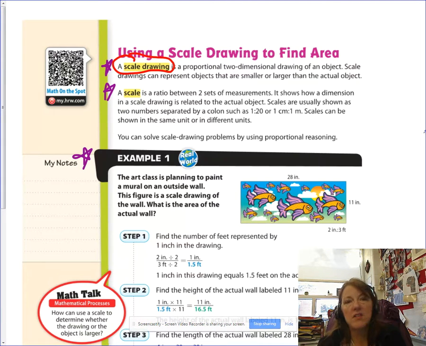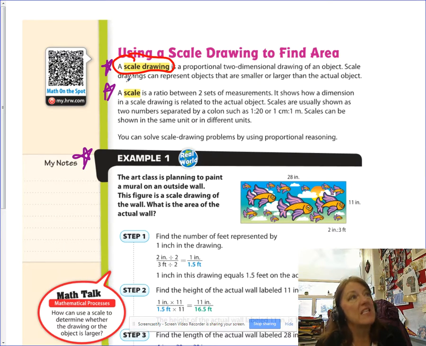So for example, usually when we look at a blueprint or a toy, that's something smaller. I don't know if you're going to end up doing this in science, but sometimes we build a model of a cell. Now a cell is microscopic, super tiny. So then we would make our model much larger so that it's easier to see the parts and components.